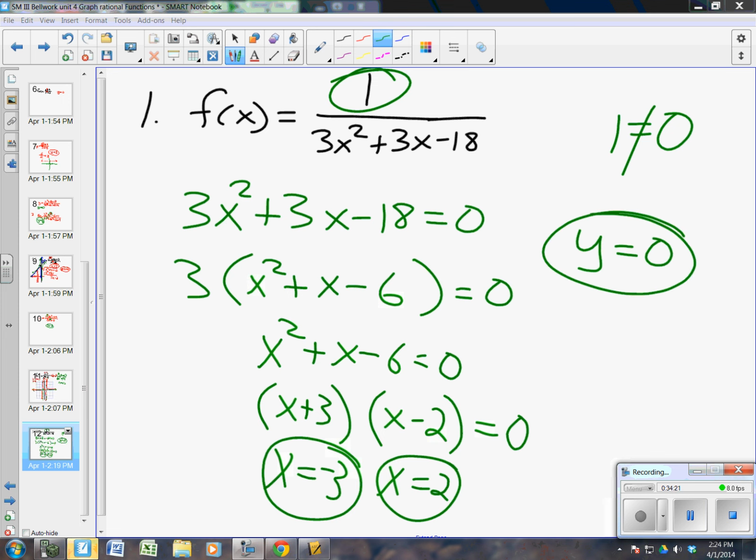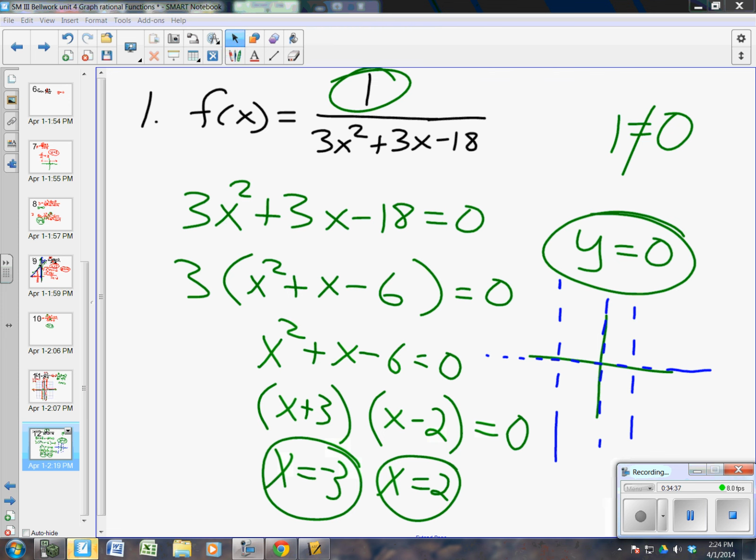By the way, the reason this one won't have any x-intercepts, I'm sorry, is because, well, let's see, it has a negative 3 and 2. So there's going to be an asymptote there and there. I don't know why I put something along here.